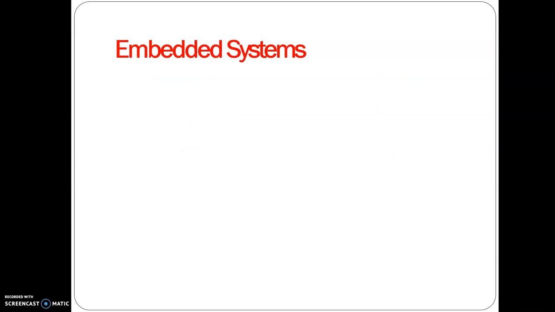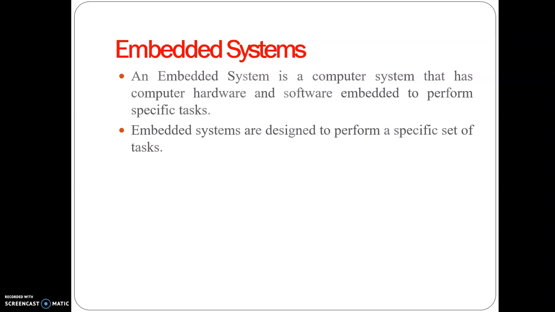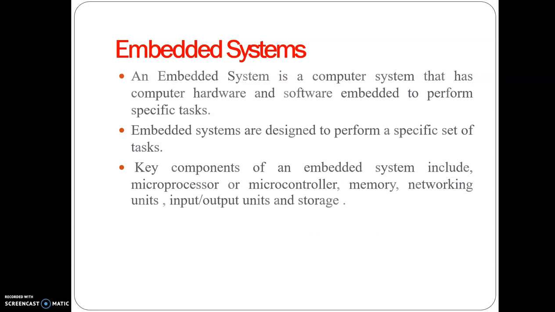The next one is embedded systems. An embedded system is a computer system that has computer hardware and software embedded to perform a specific task. How does it differ from a personal computer? Embedded systems are designed to perform a specific task. The key components of an embedded system include microprocessor, microcontroller, memory, networking unit, and input-output units and storage.